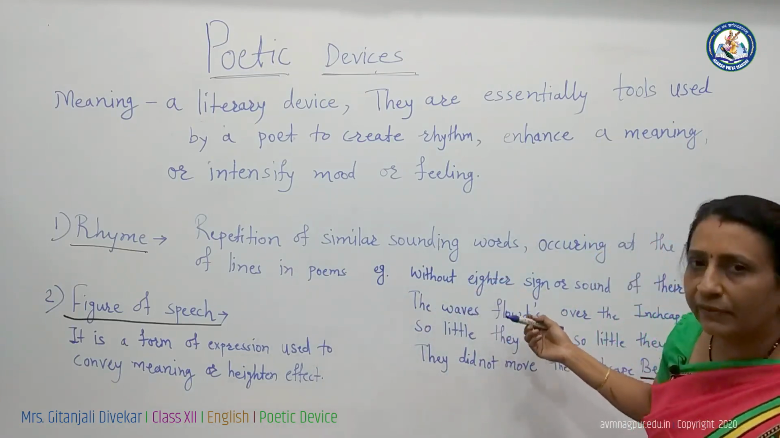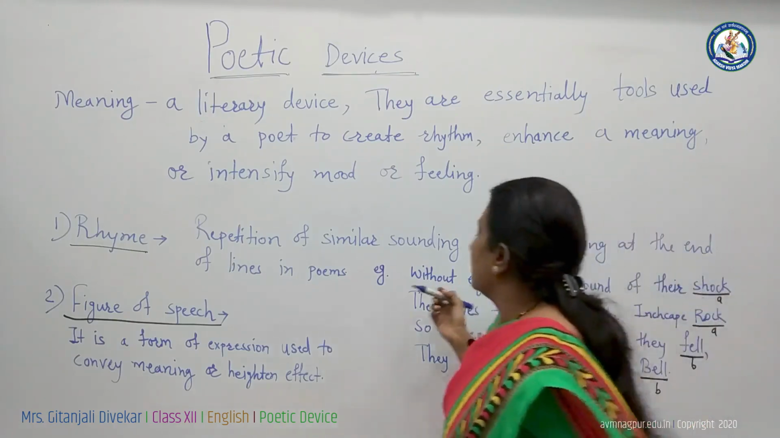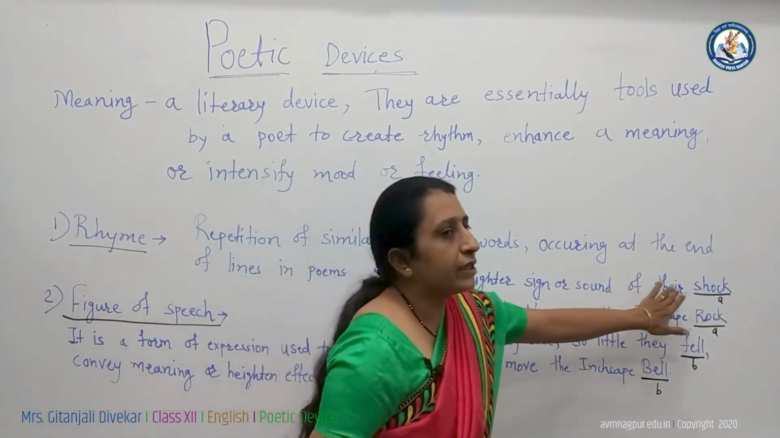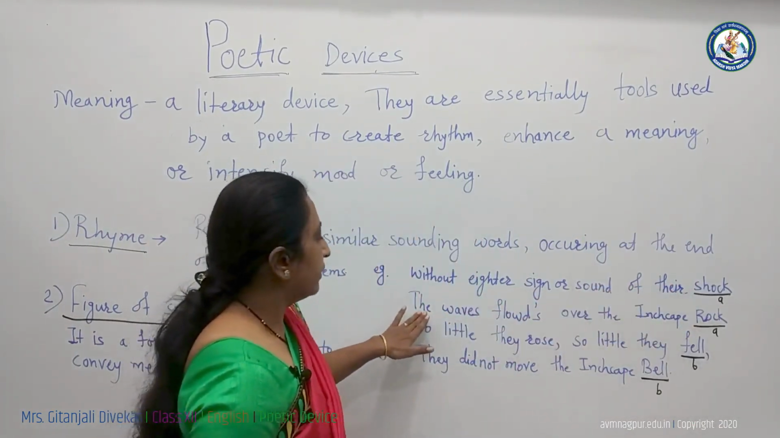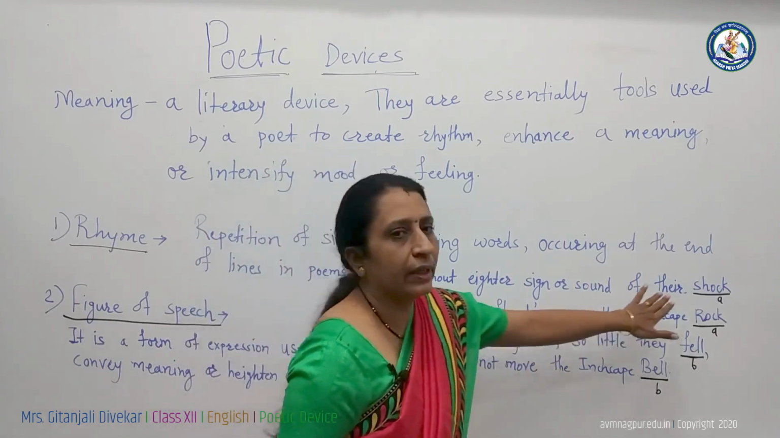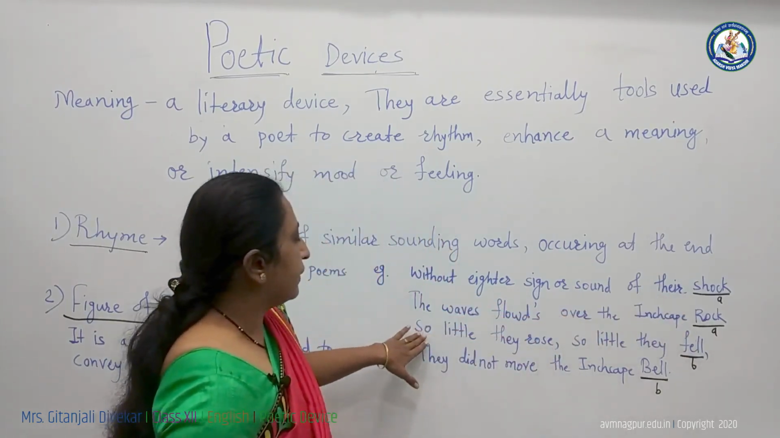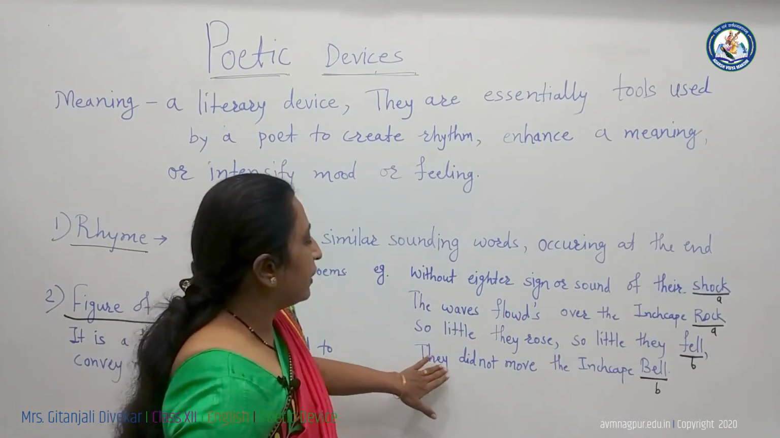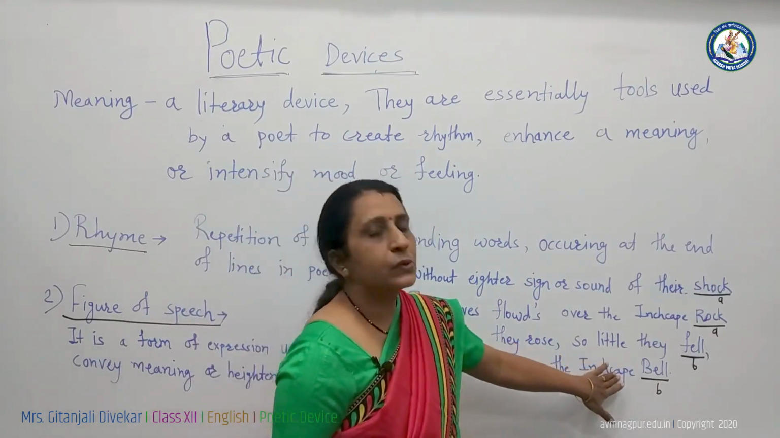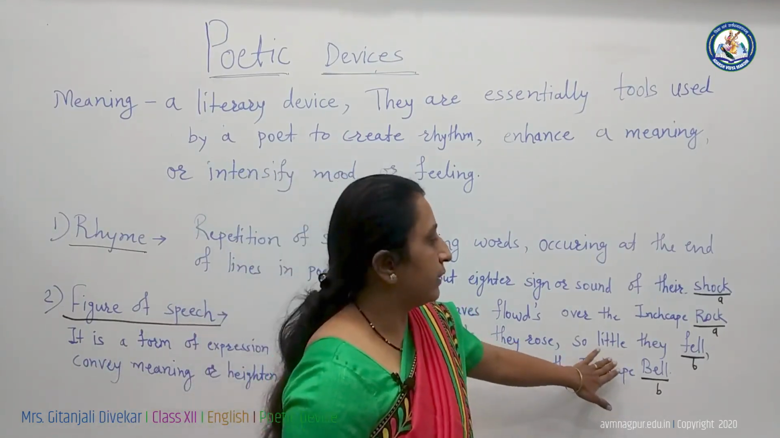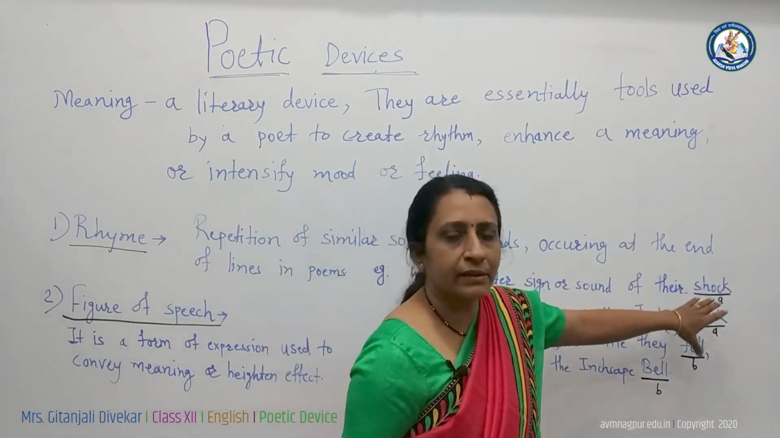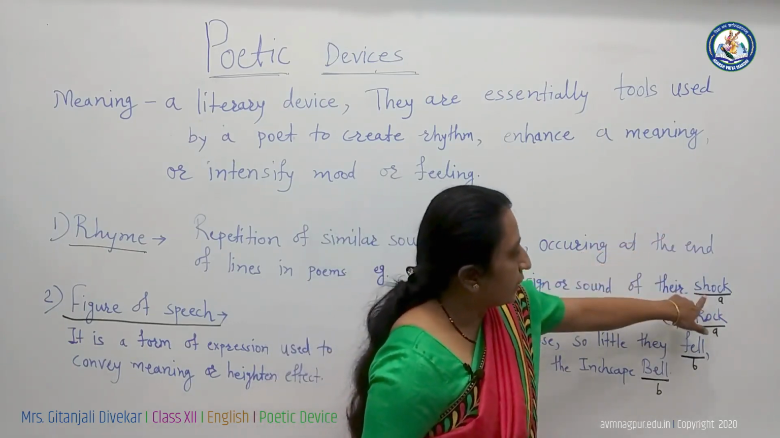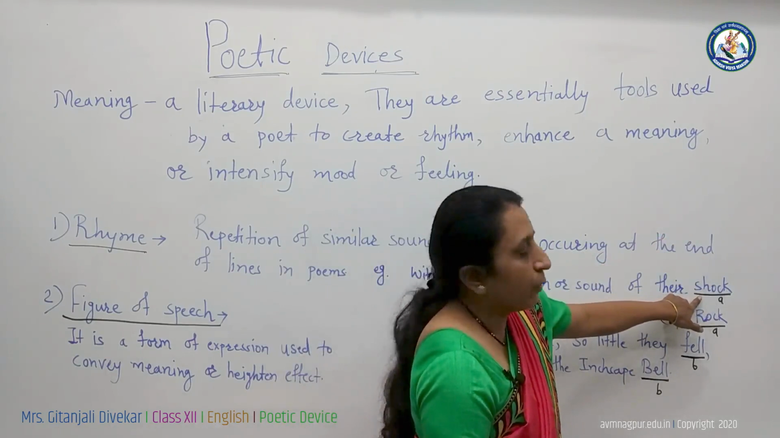Here we have taken one stanza. First line: without either sign or sound of their shock. Second line: the waves flowed over the Inchcape Rock. Third line: so little they rose, so little they fell. Fourth line: they did not move the Inchcape Bell. Students, for concentrating upon our topic, that is rhyming scheme or rhyming words or pairs, you have to see the last, that is the ending word of every line.